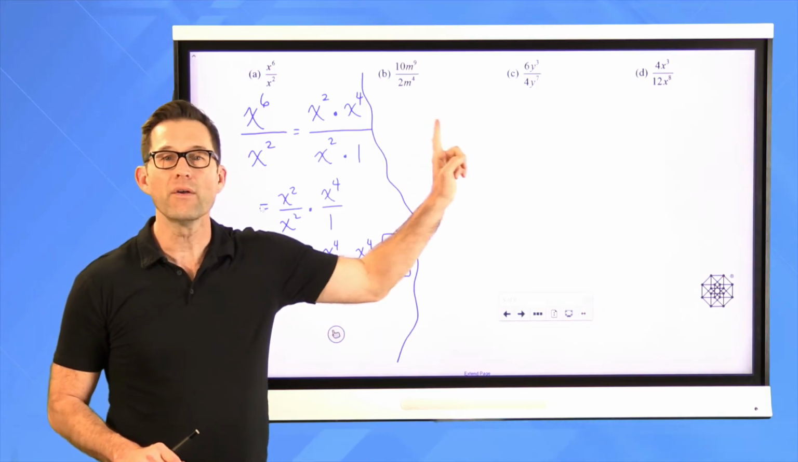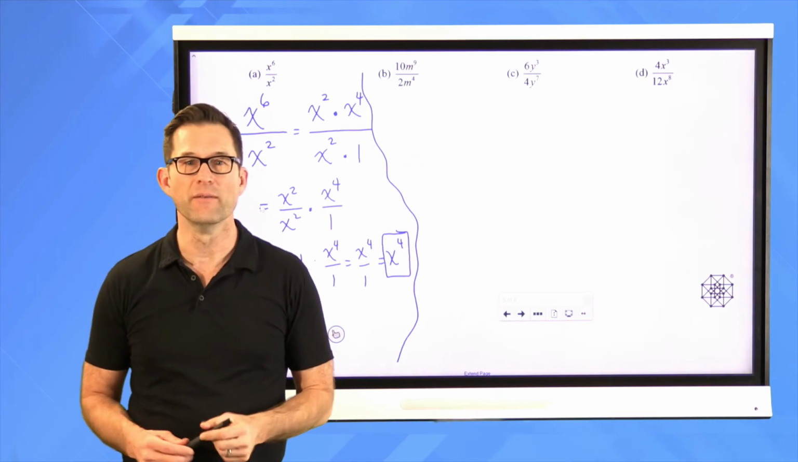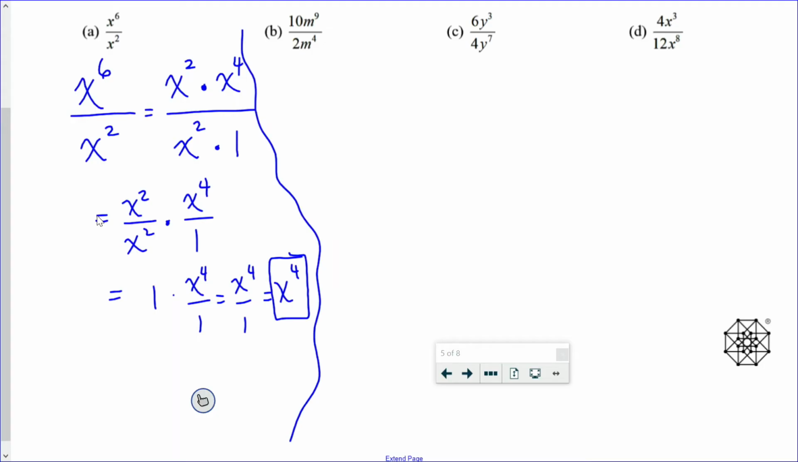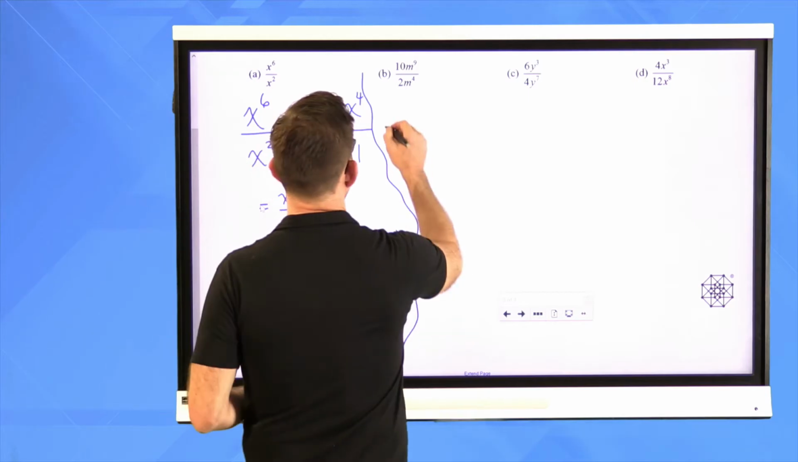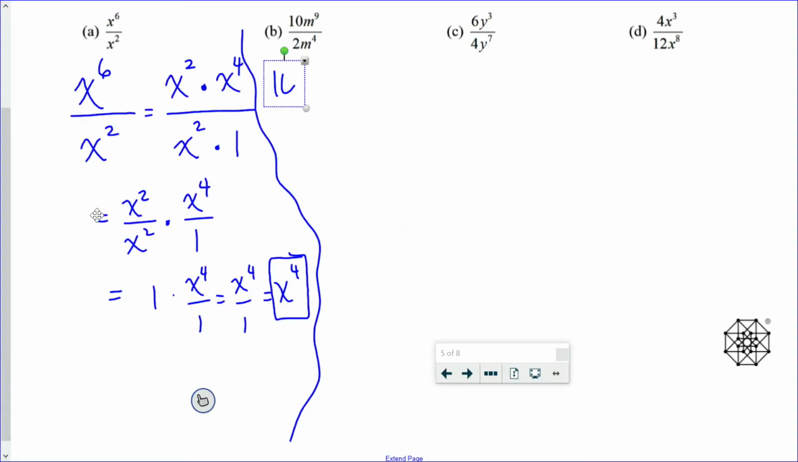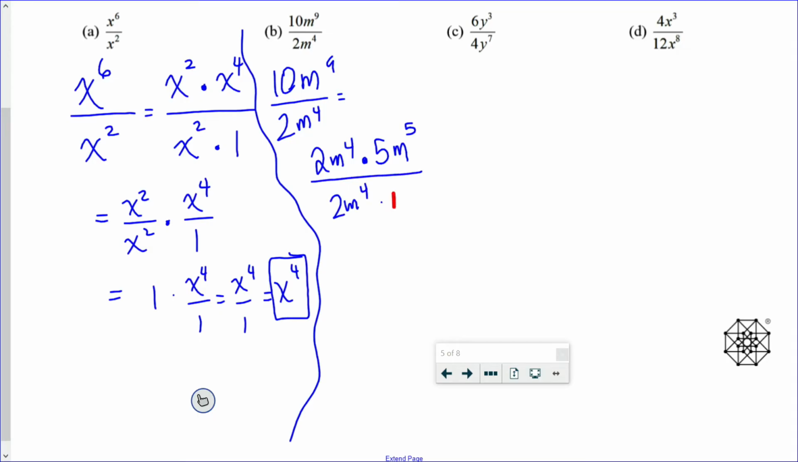All right, why don't you try letter B? See how that one goes for you. Play around with it a little bit. All right, well, we have 10m to the ninth divided by 2m to the fourth. Let me write that. 10m to the ninth divided by 2m to the fourth. Okay, well, I can write that as 2m to the fourth times 5m to the fifth, all divided by 2m to the fourth times 1.